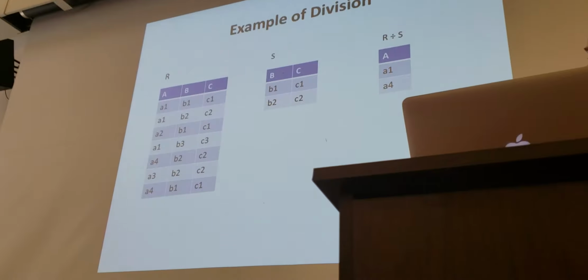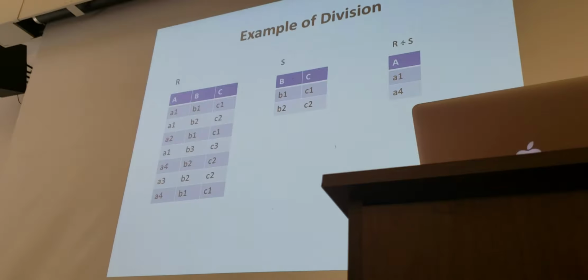How about A3, B1, C1? I'm looking for an A3, B1, C1. Don't see one. There is an A3, B2, C2 next to the last tuple. That doesn't help. There would have to be an A3, B1, C1 and an A3, B2, C2 for A3 to be in the answer. How about A4?